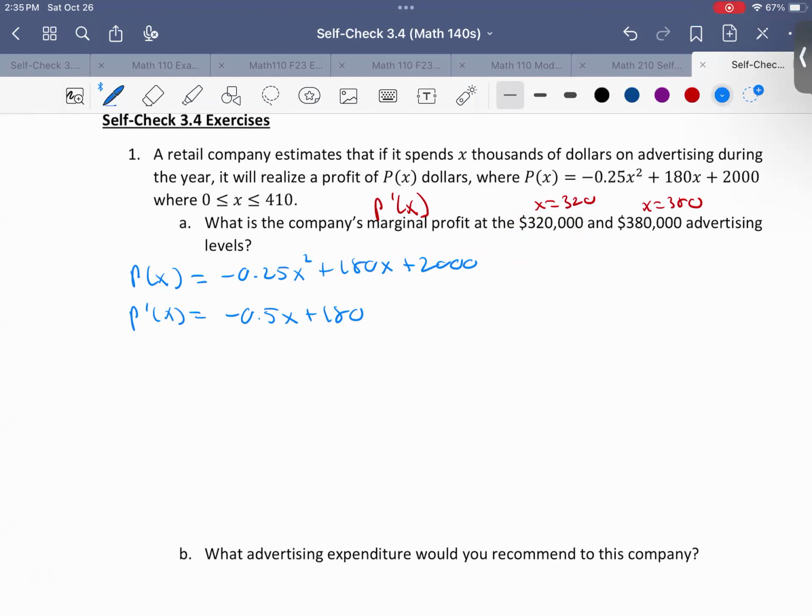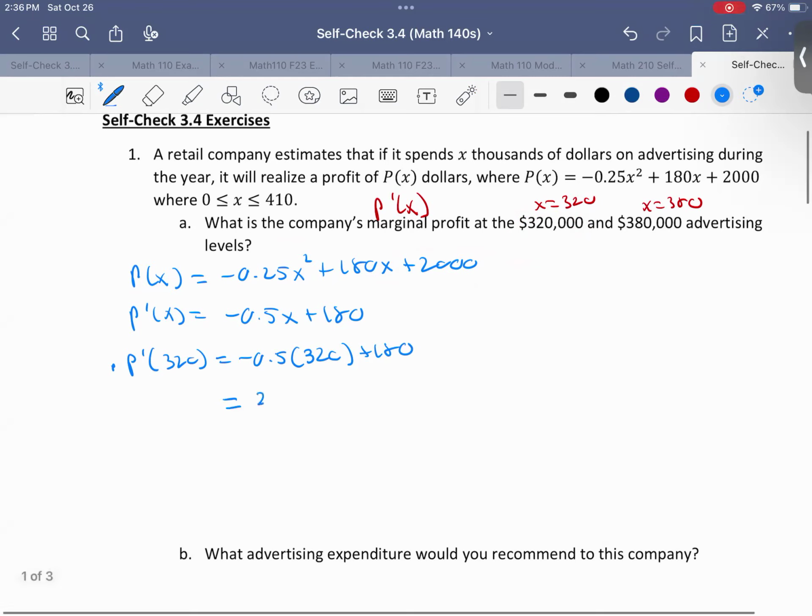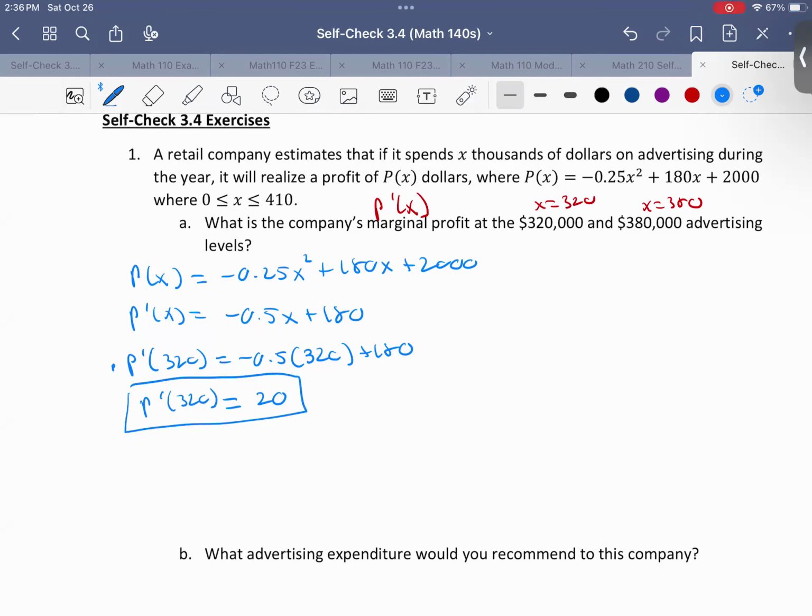So I will have P prime of 320, and I'm just plugging it into the derivative. So negative 0.5 times 320 plus 180, and that equals 20. Okay, so my marginal profit at the 320,000 level is $20.